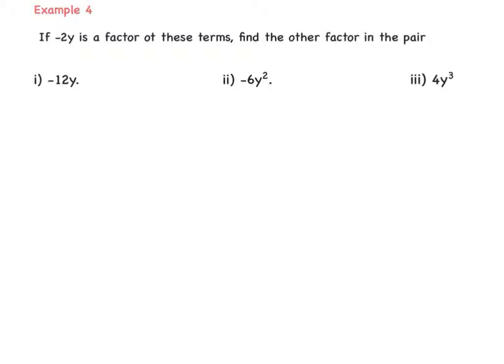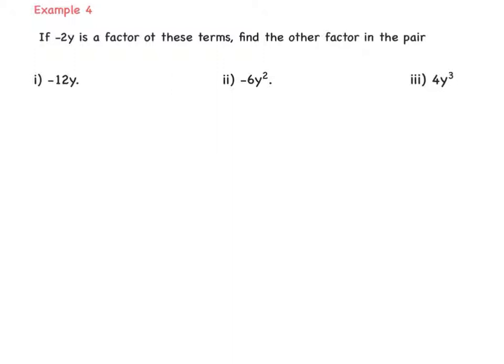Okay, and this is the last question. If minus 2y is a factor of these terms, find the other factor, okay? So today you have one factor given, and in this case it's minus 2y. But in the next class you will need to find the factors, okay? They won't be given for you, and we will be doing expressions as well. So first of all, you need to make sure you are able to find a factor of terms. Then we will go to the next step.